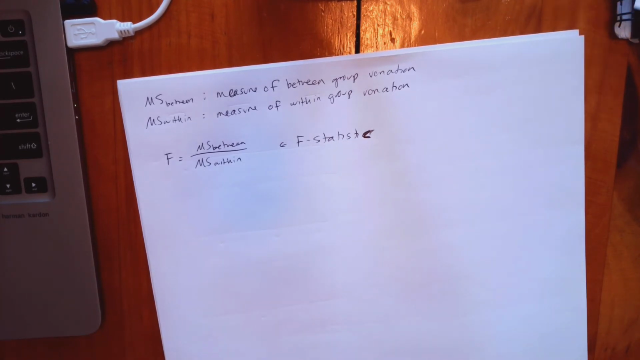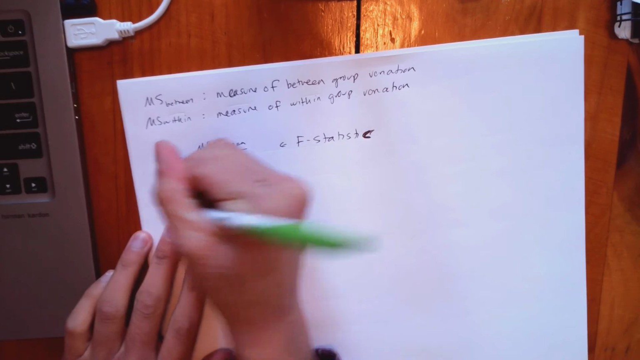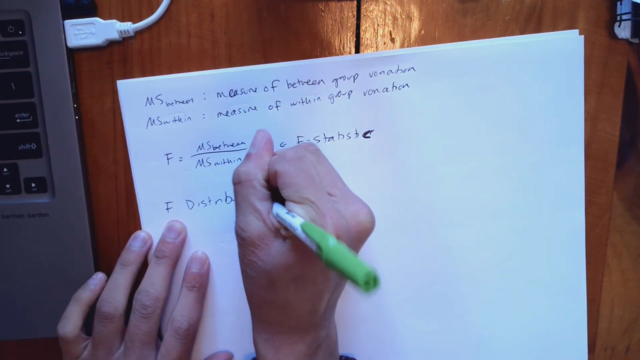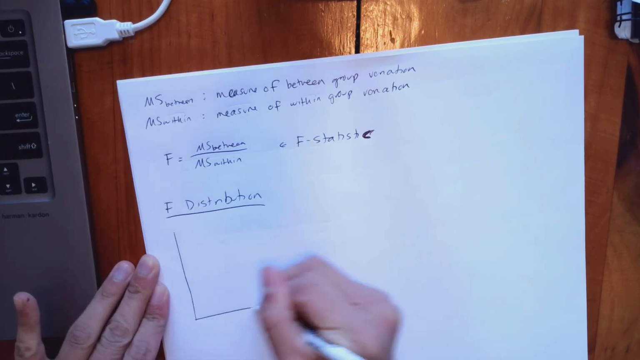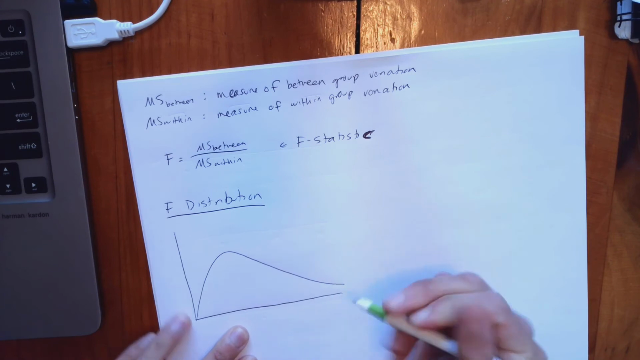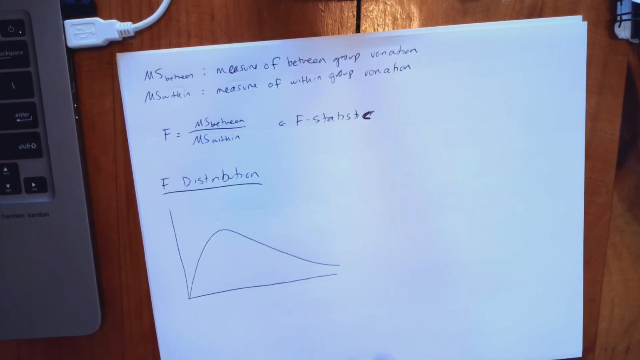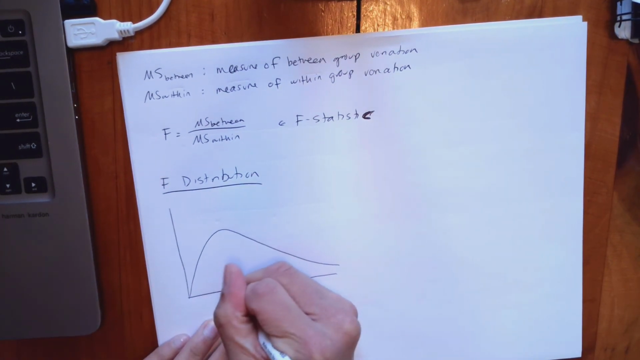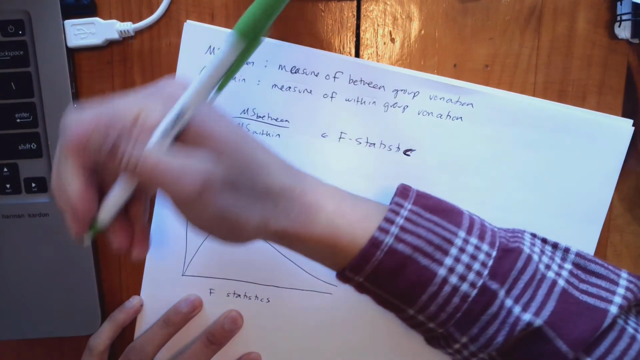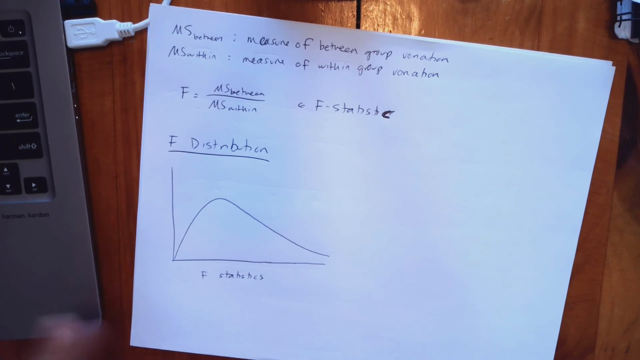Because of this, we can use the F statistic to conduct a hypothesis test. And here we're going to be using something called an F distribution. An F distribution looks something like this. It's a sampling distribution for different possible F statistics that you could get.